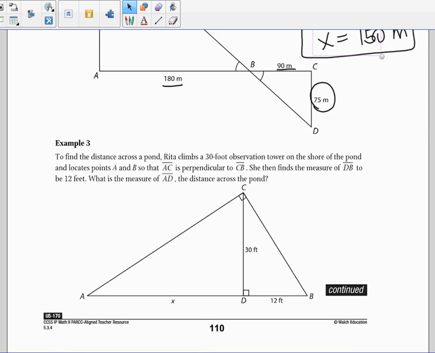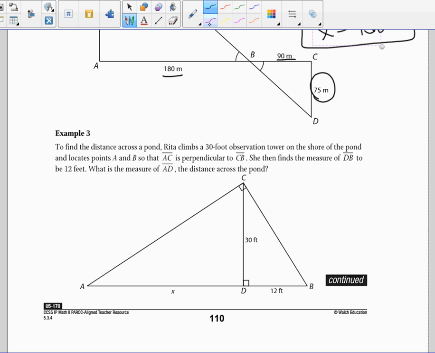All right, for example number 3, it says, to find the distance across a pond, Rita climbs a 30-foot observation tower on the shore of the pond and locates points A and B so that AC is perpendicular to CB. Okay, so that's all. They already drew the picture for us. So she goes 30 feet up in the air, and then she is standing here, and it says she locates points A and B so that AC is perpendicular to CB, so that's why you have the right angle right here. It says she then finds the measure of DB to be 12 feet, so that's this right here.